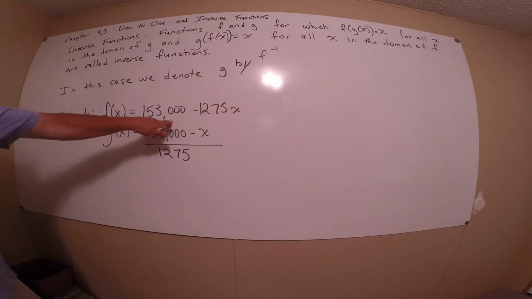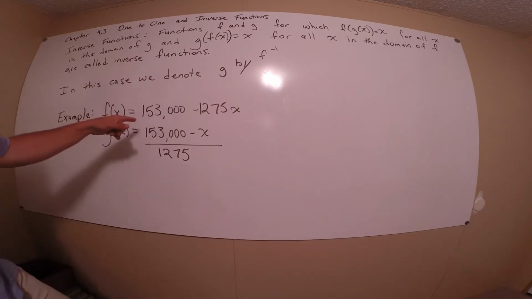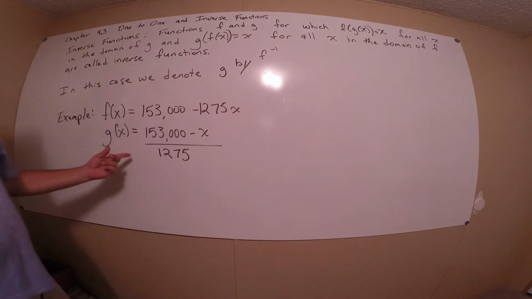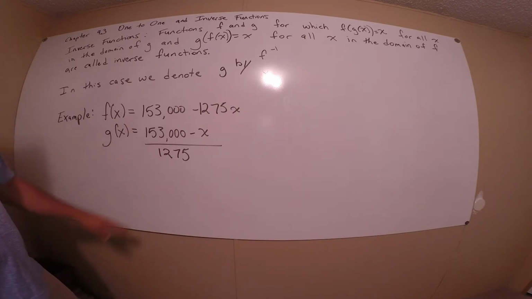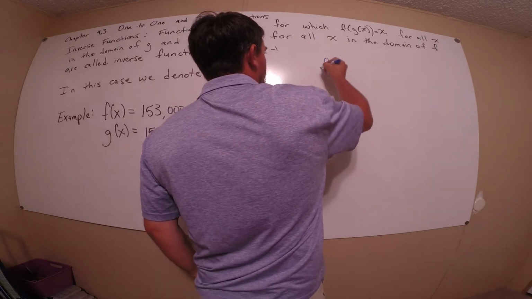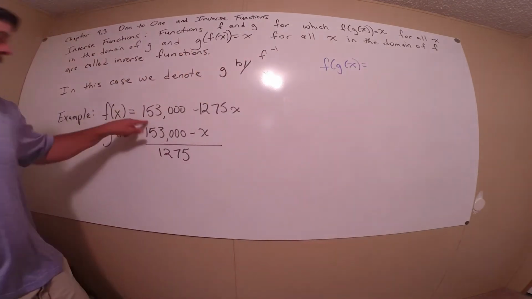Essentially, what we have here with our example, we've got f of x equals 153,000 minus 1,275x. 153,000 minus x over 1,275 is your g of x. So if we want to do this problem, we can go f of g of x. We're going to plug this function into this function.